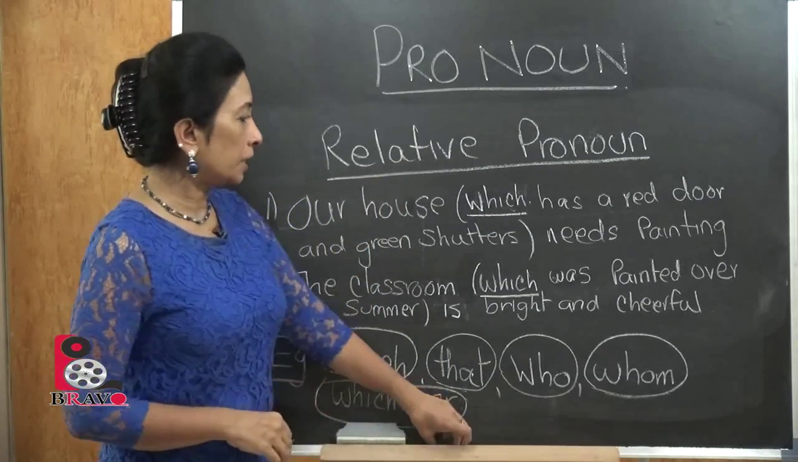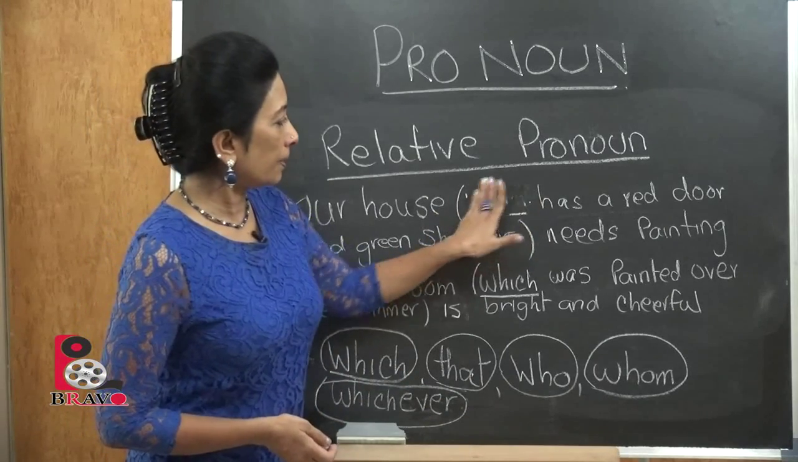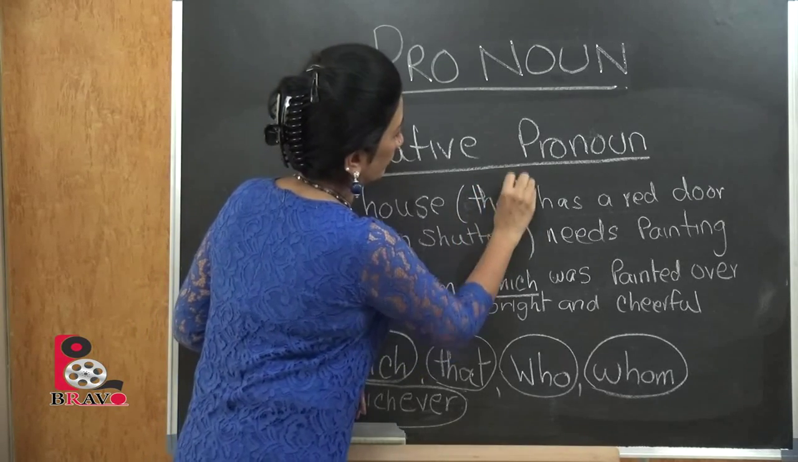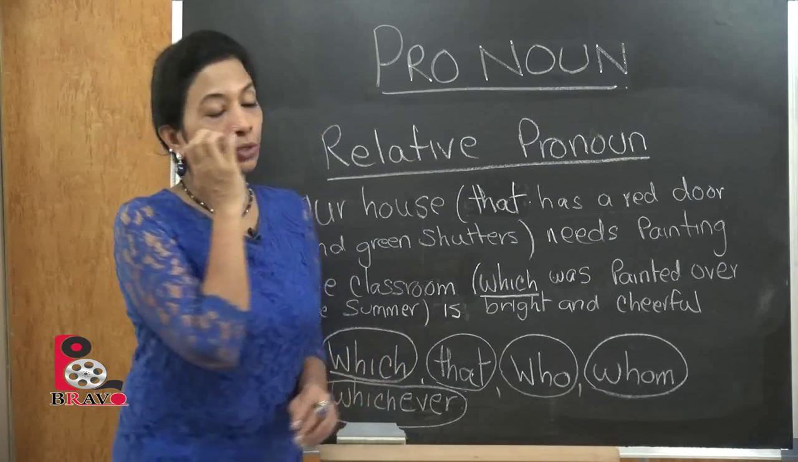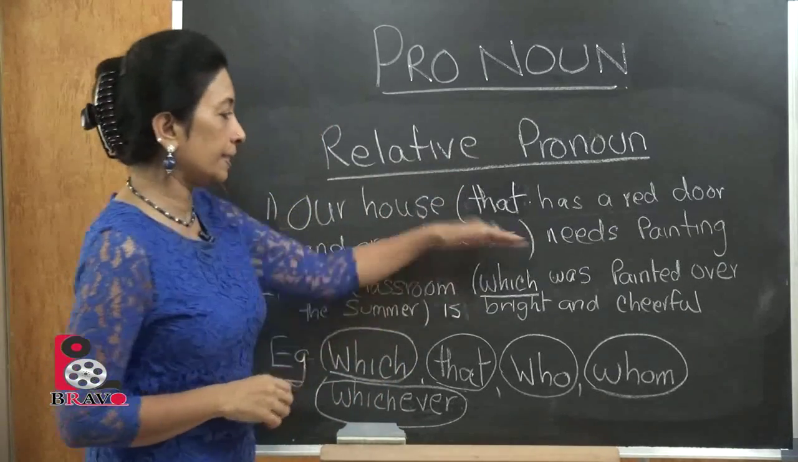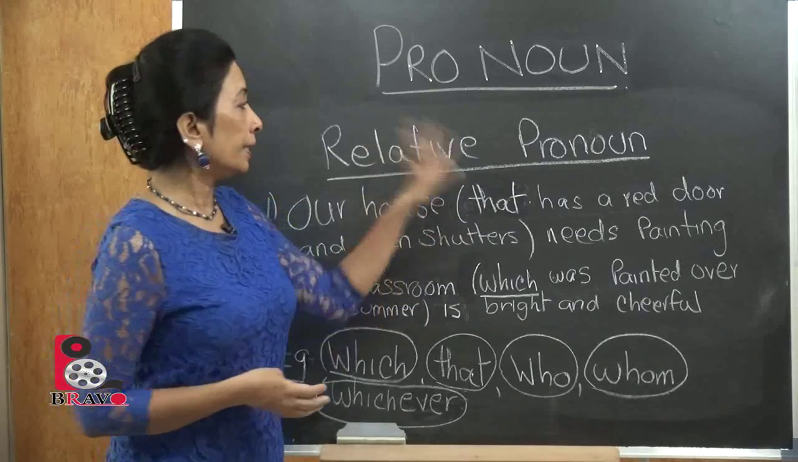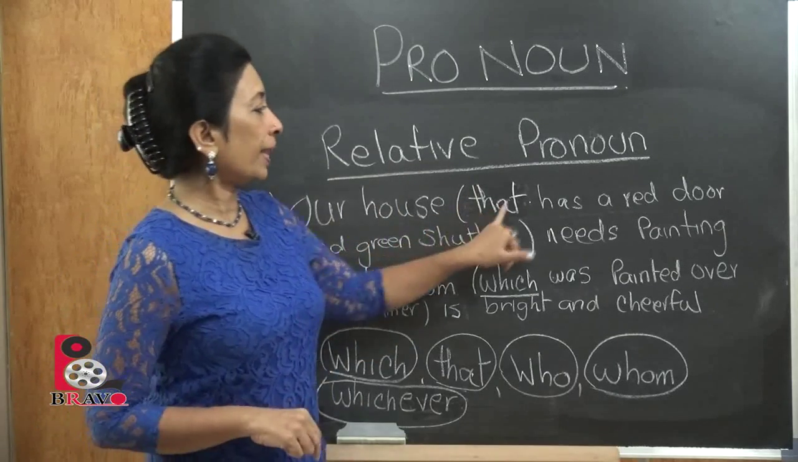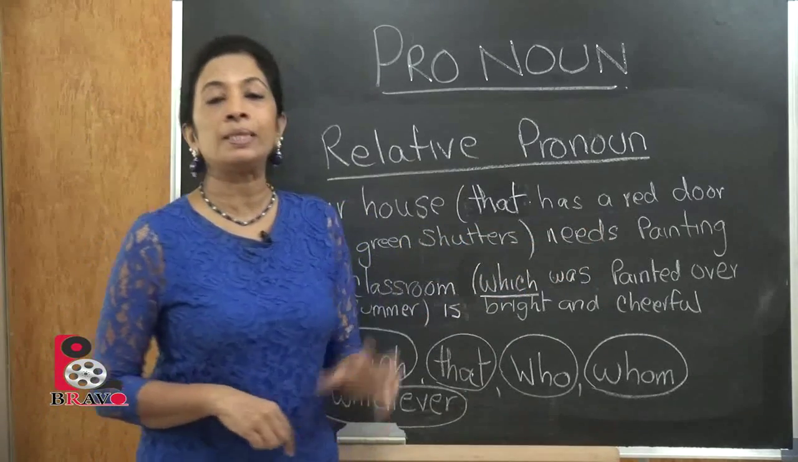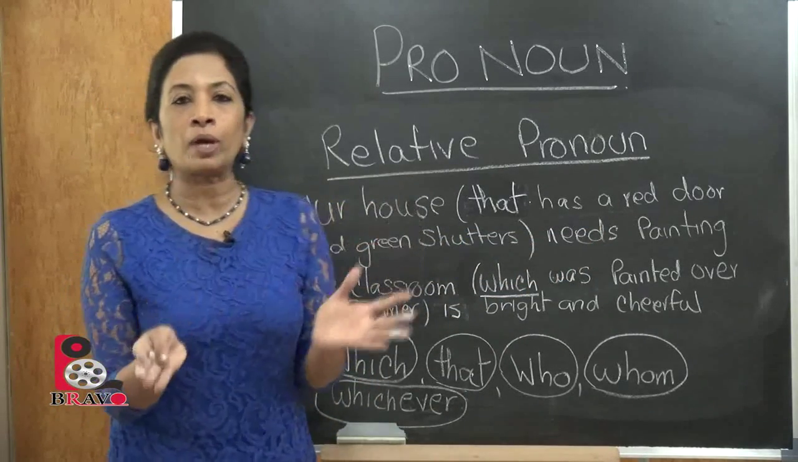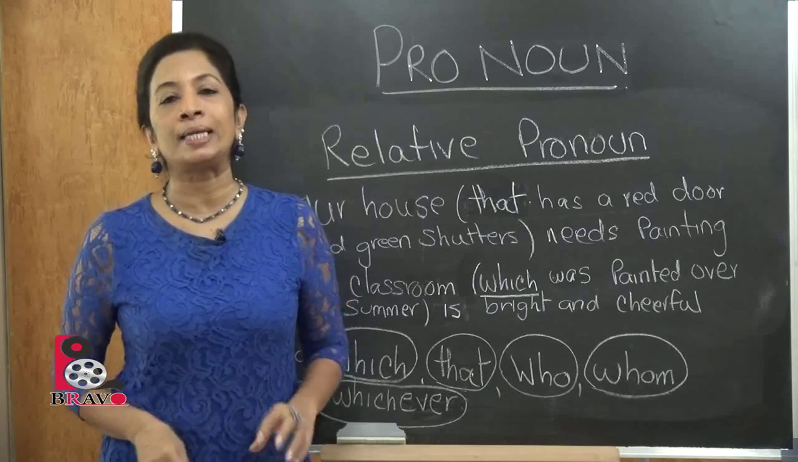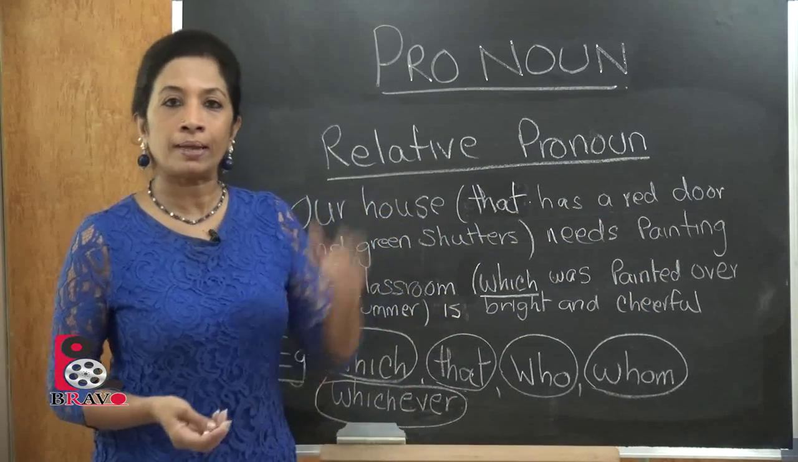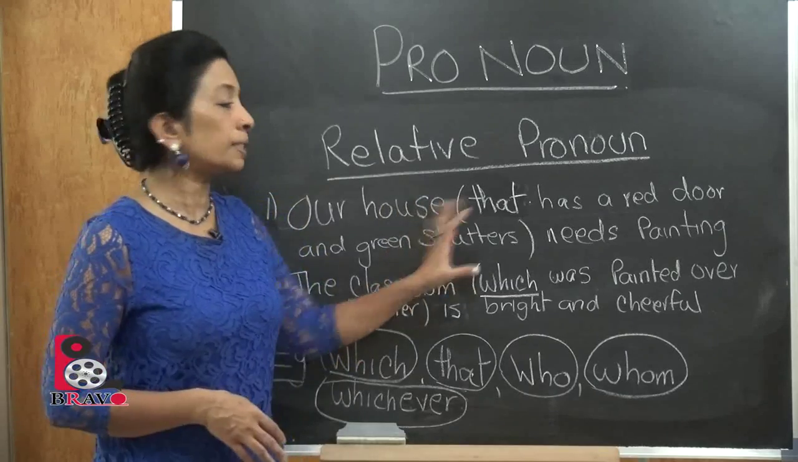Now when you change this relative pronoun to that, this is where a lot of people make a mistake. They wouldn't know where to use which and that in this particular sentence. The moment you change the relative pronoun to that, the meaning changes slightly. So, our house that has a red door and green shutters needs painting means they have more than one house. When they have more than one property, we need to specifically say which property needs the painting. So, we have to say the house that has the red door. That means more than one property, and that property that has the red door and green shutters needs painting.